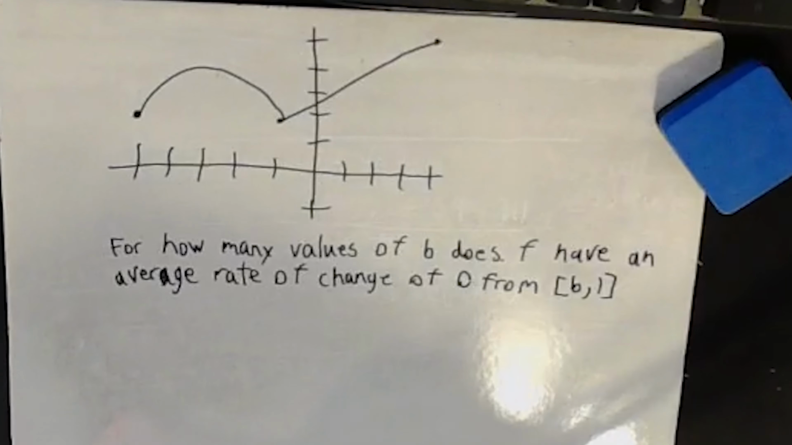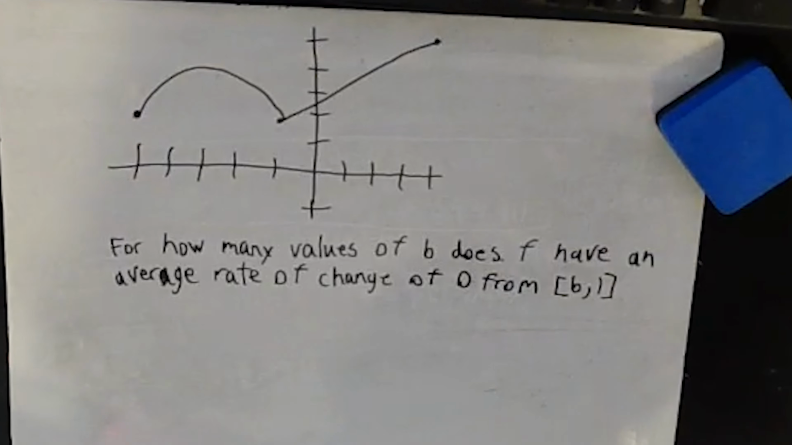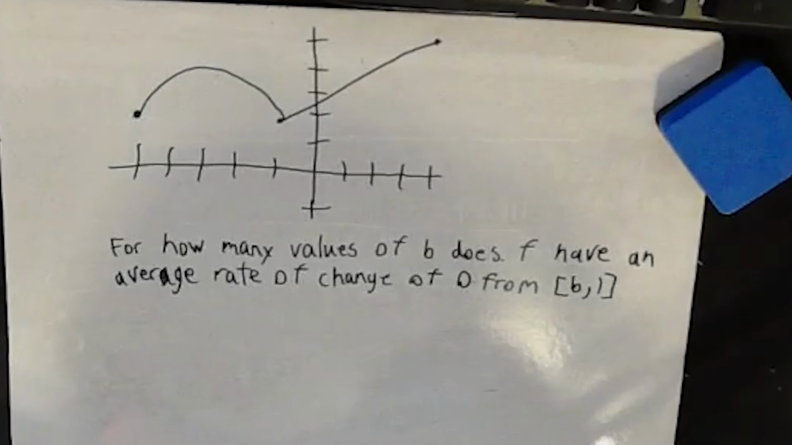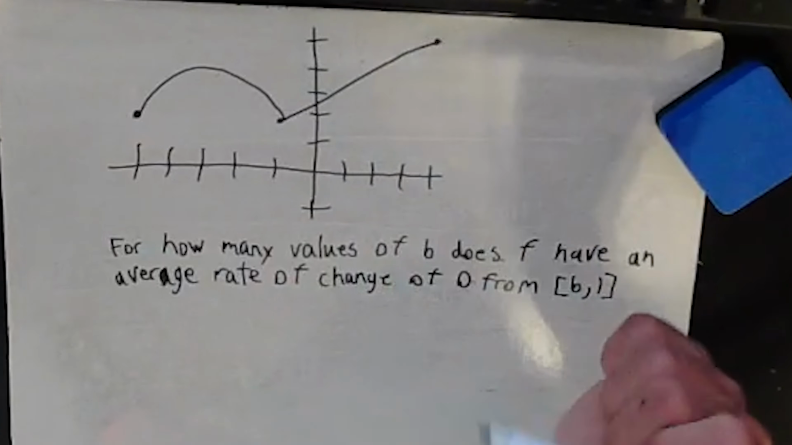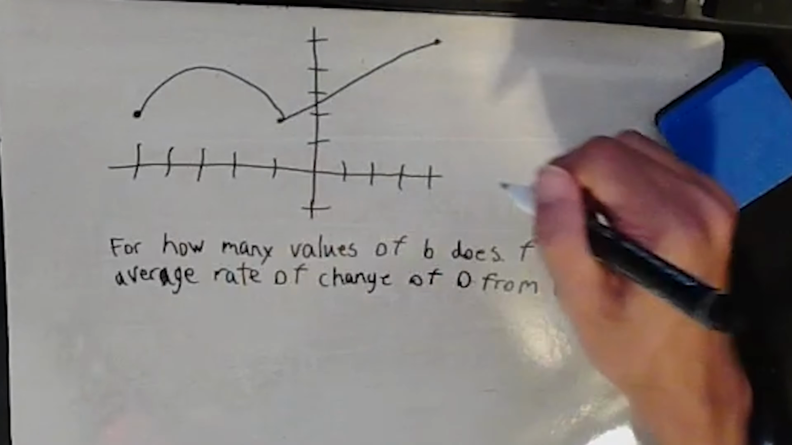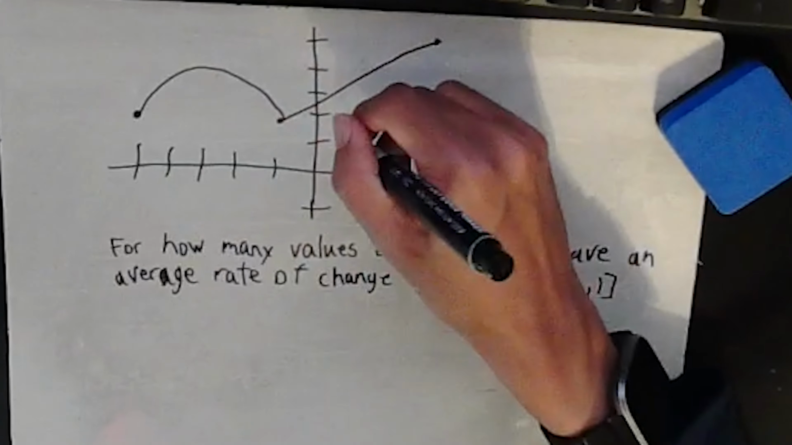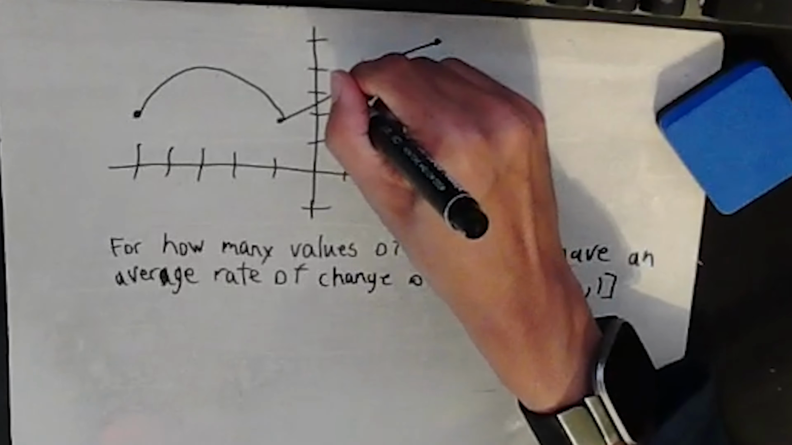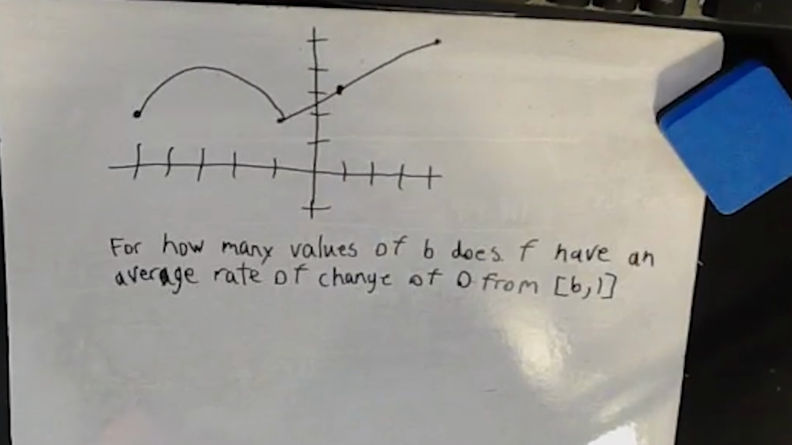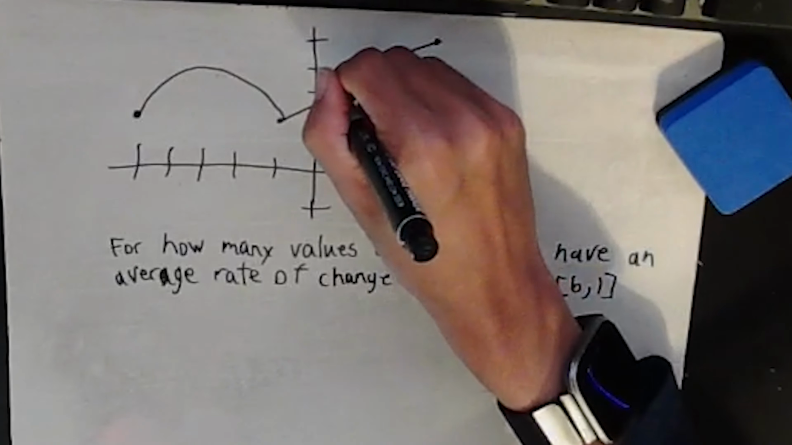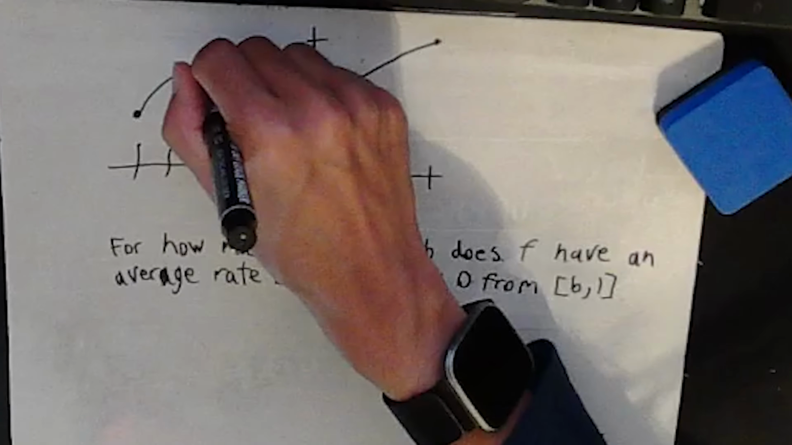Alright, this is Unit 2.1, question 32 of the test prep. For how many values of b does f have an average rate of change of 0 from b to 1? So b could be any value of x, but we need to see that it has an average rate of change of 0 from that number to 1. So 1 right here is at this point. So if we want to find if it has an average rate of change of 0, that means it should have a horizontal line that crosses at 1.